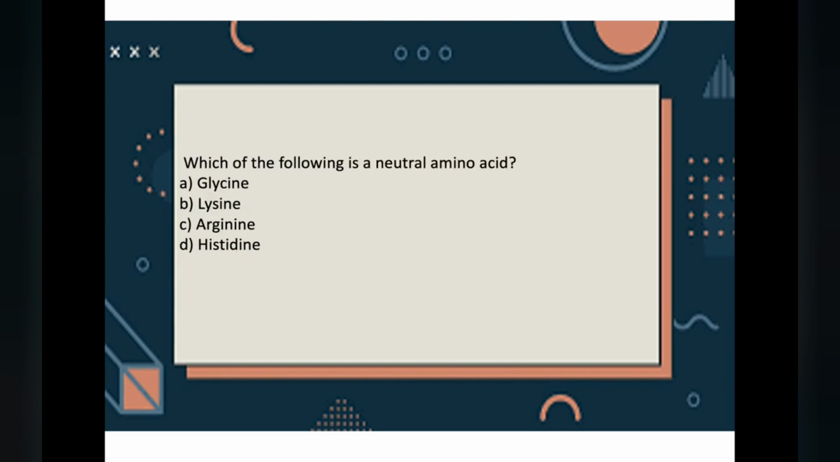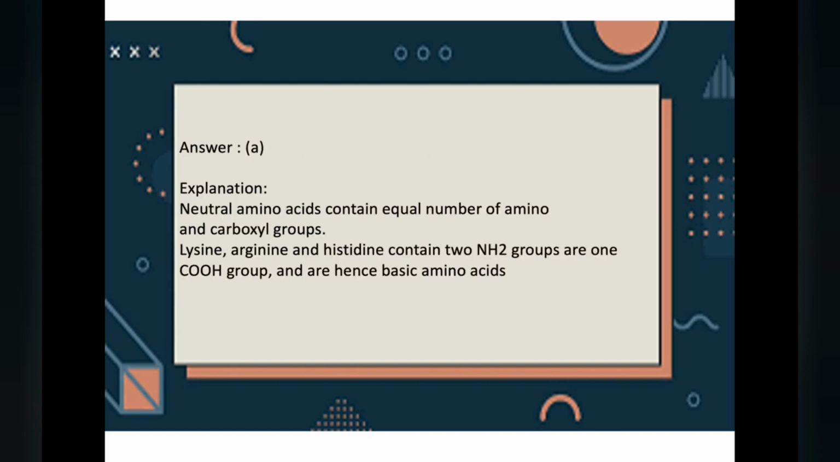Okay. Now moving on to the next question. Which of the following is a neutral amino acid? A is glycine, B is lysine, C is arginine, and D is histidine. So the answer is choice A, glycine. The explanation is that neutral amino acids normally have an equal number of amino groups and carboxyl groups. Whereas histidine, arginine and lysine all contain two NH2 groups and one COOH group, that is a carboxylic acid group, and hence these are basic amino acids.